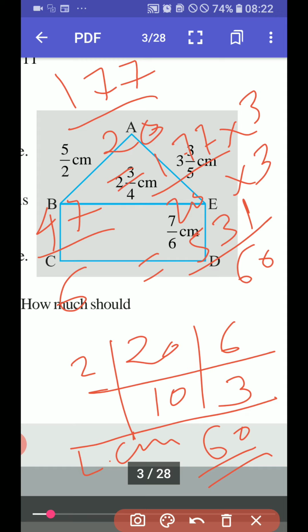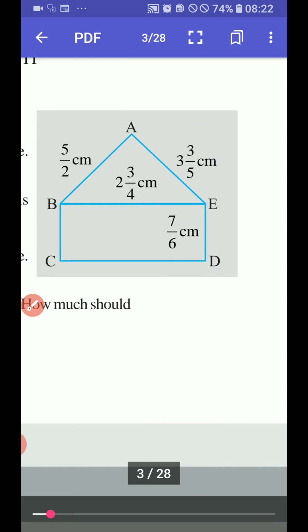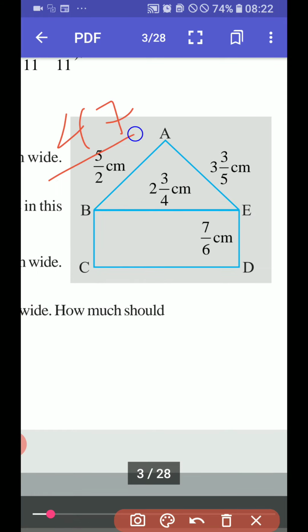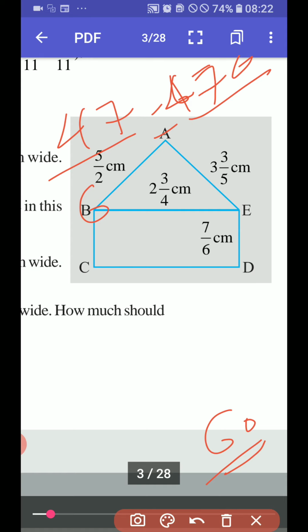Okay, for the perimeter of the rectangle, 47 upon 6, you will divide the LCM 60 by 6, you will get 10, means 10 into 47 is 470 upon 6 into 10, which is 60. This is the perimeter of the rectangle. Now you can identify which is greatest. The fraction whose numerator is greatest is called greatest if both have an equal denominator, right?